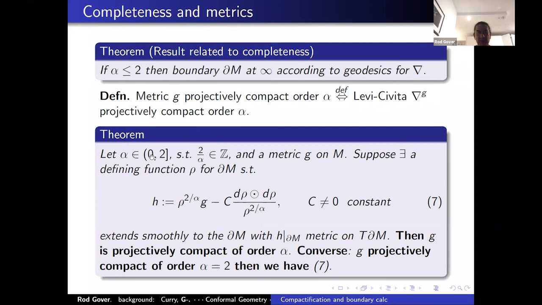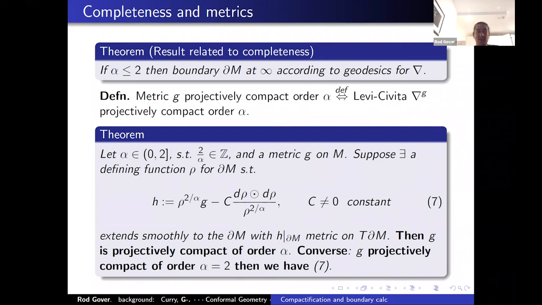Now here's one of the main theorems. As GR people or differential geometers, we mostly want to have a metric around. So what does projective compactification mean for metrics? Here's the result along those lines. We have a technical restriction on alpha, but I won't go into that. If alpha is in (0, 2], the range where the boundary is at infinity according to the Levi-Civita connection, and you have a metric on the interior, if you can find a defining function such that when you take the metric, multiply it by rho to the power of 2 over alpha, and subtract a constant times d rho squared over rho to the 2 alpha, this thing extends smoothly to the boundary, with the result being a metric for the boundary upon restriction to the boundary directions, then the metric is projectively compact of order alpha.